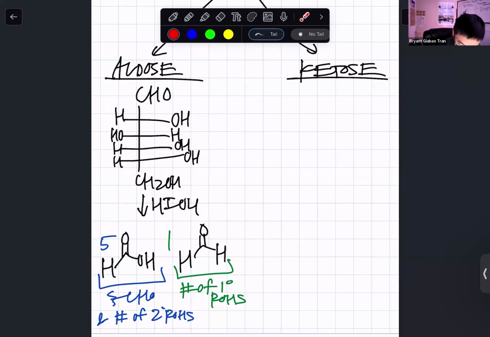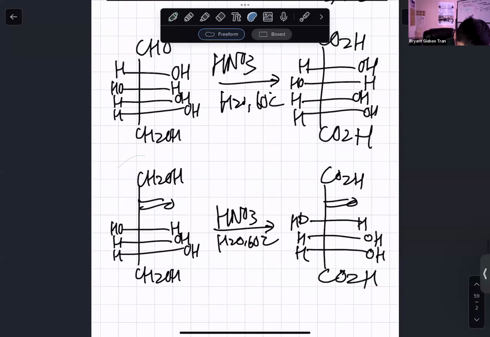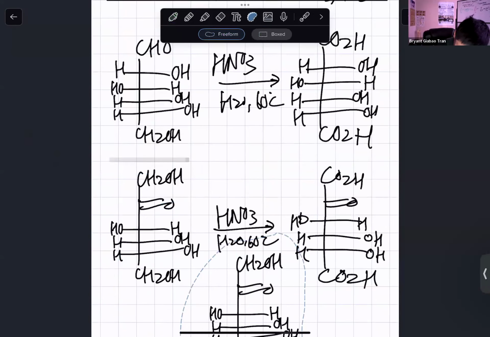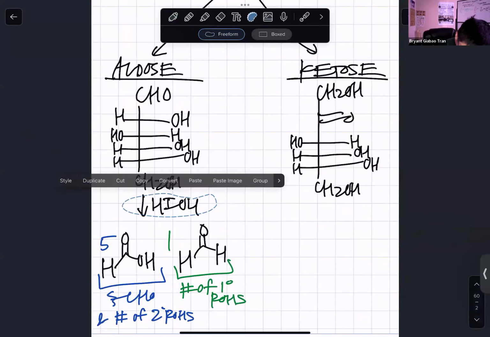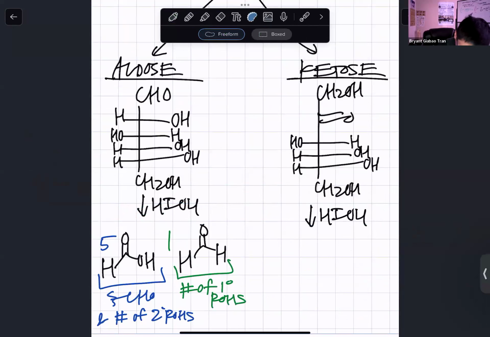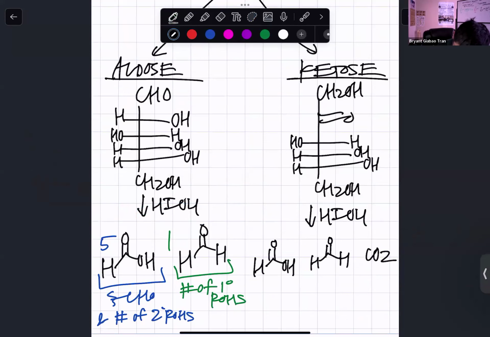Right. For a ketose, let's say we have D-fructose here, and we oxidize that with HIO4. Our qualitative products will be the same as the aldose, formic acid and formaldehyde, but we get 1 more, CO2, carbon dioxide. Right.